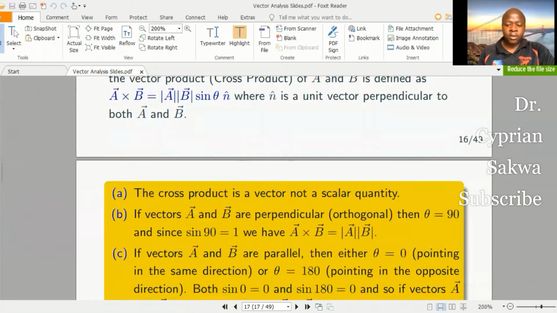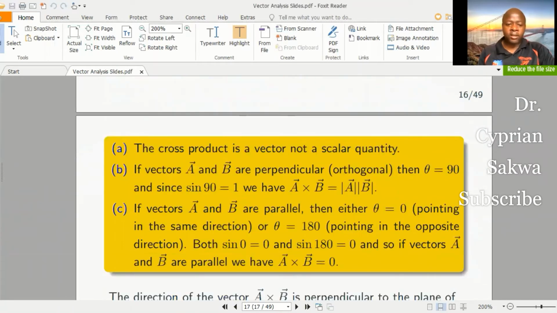So there are three important points that I've highlighted here. The first important point is that the cross product is a vector quantity and not a scalar quantity. And you know what that means? That it has both magnitude and distance. No, magnitude and direction.